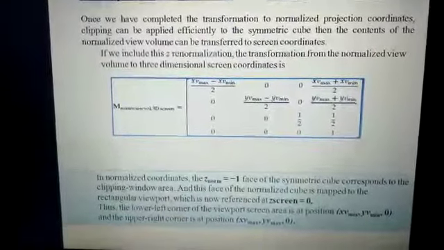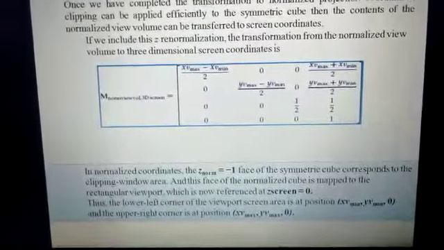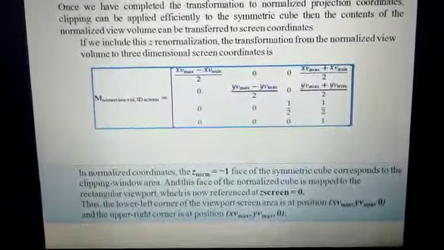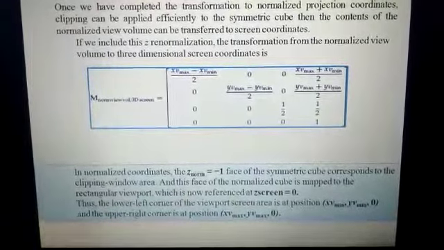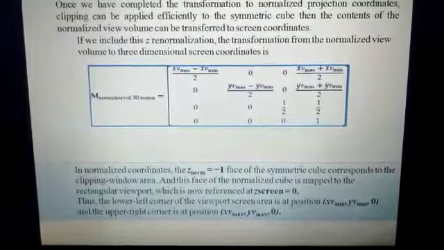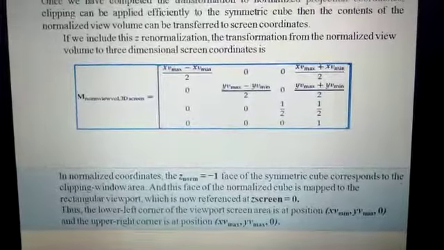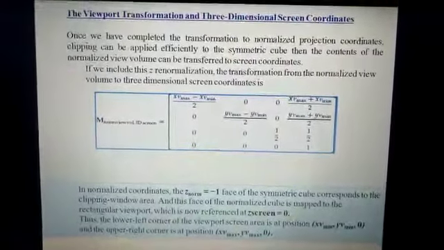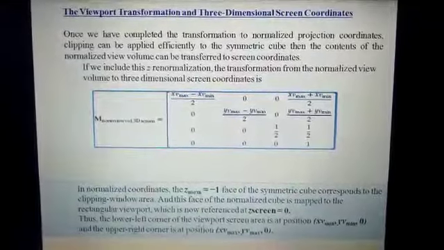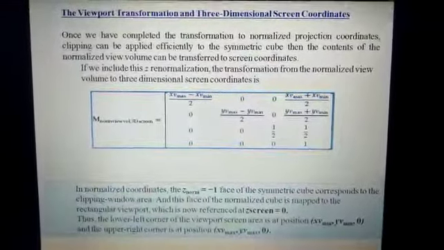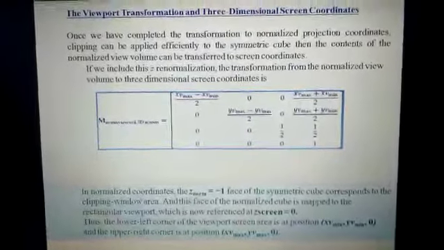In normalized coordinates, z norm equal to -1, which is a face of the symmetric cube, corresponds to the clipping window area, and this face of the normalized cube is mapped to the rectangular viewport, which is now referenced at z screen equal to 0. Thus, the lower left corner of the viewport screen area is at position xvmin, yvmin and 0, that is z, and the upper right corner is at position xvmax, yvmax and 0.